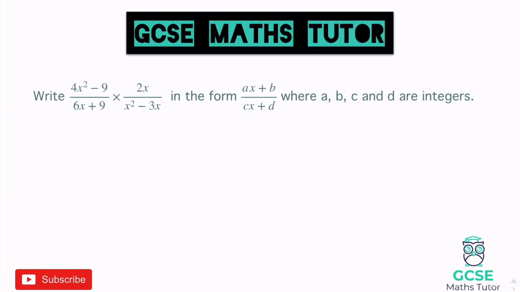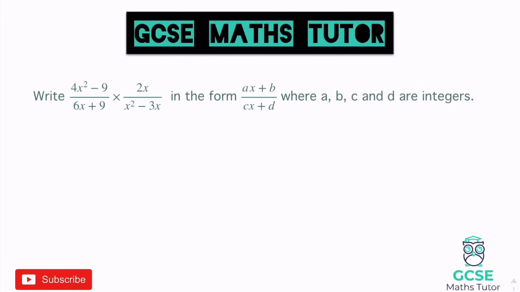But this is going to be our first one here where we're looking at multiplying some algebraic fractions. Now it says to write these two fractions that we're multiplying together in the form ax plus b over cx plus d, where a, b, c and d are all integers, so all whole numbers there. So we're going to have a look at what we're going to do. Now when we're looking at algebraic fractions, we're always going to have a look to factorise if we can at any point, and there's quite a lot of factorisation that can go on in this particular question.